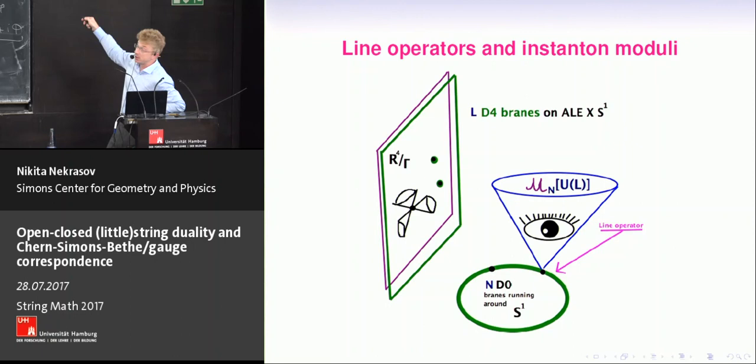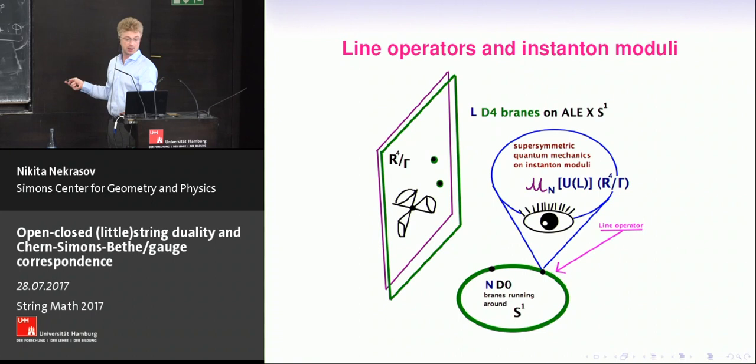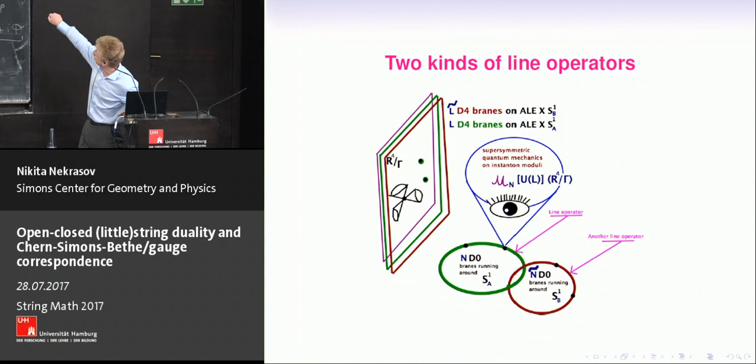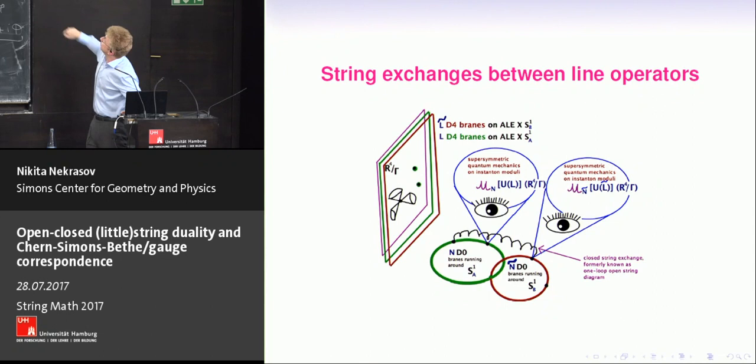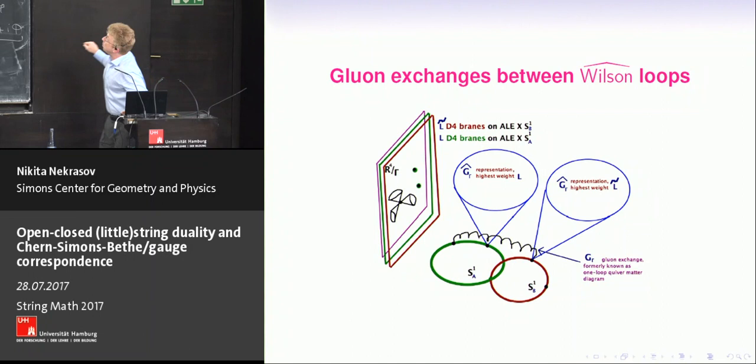And so what you see is quantum mechanics on the moduli space of instantons, with vacua being the cohomology spaces. And then for the dual cycle, you have other types of D0 branes, and it's another moduli space of instantons. And then you have the closed string exchange between them, formerly known as one-loop open string diagram, which now becomes the gluon exchange between two electric sources.